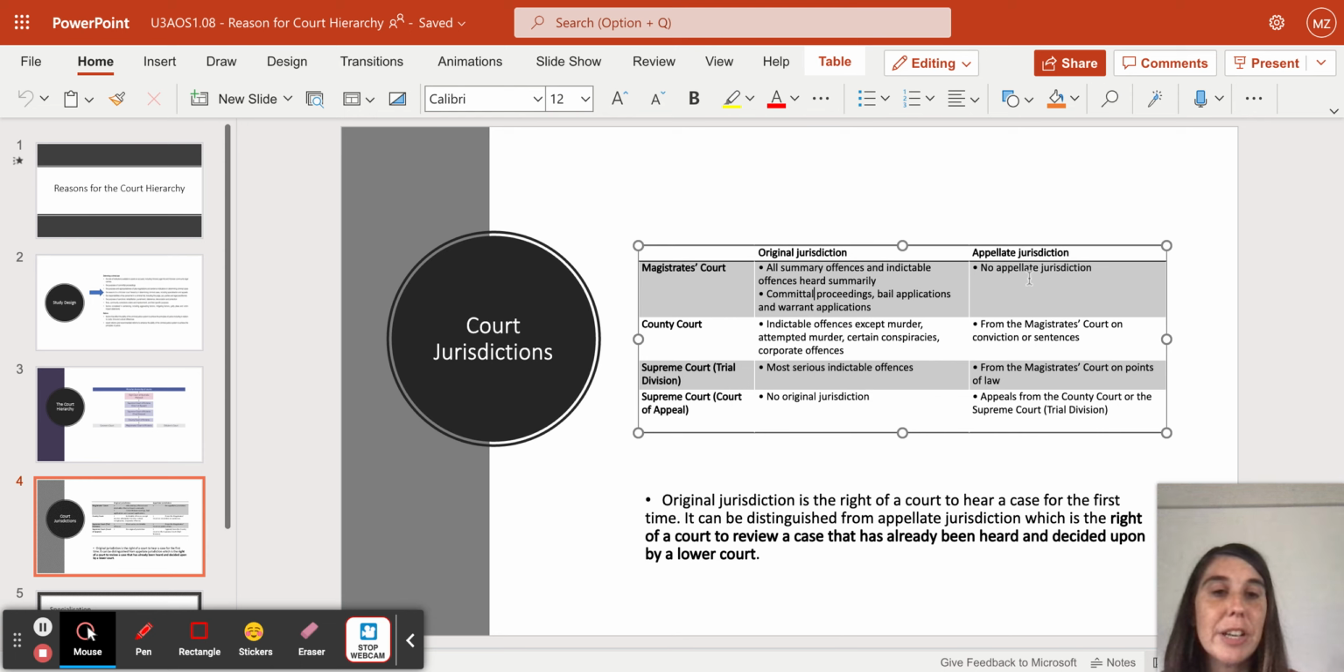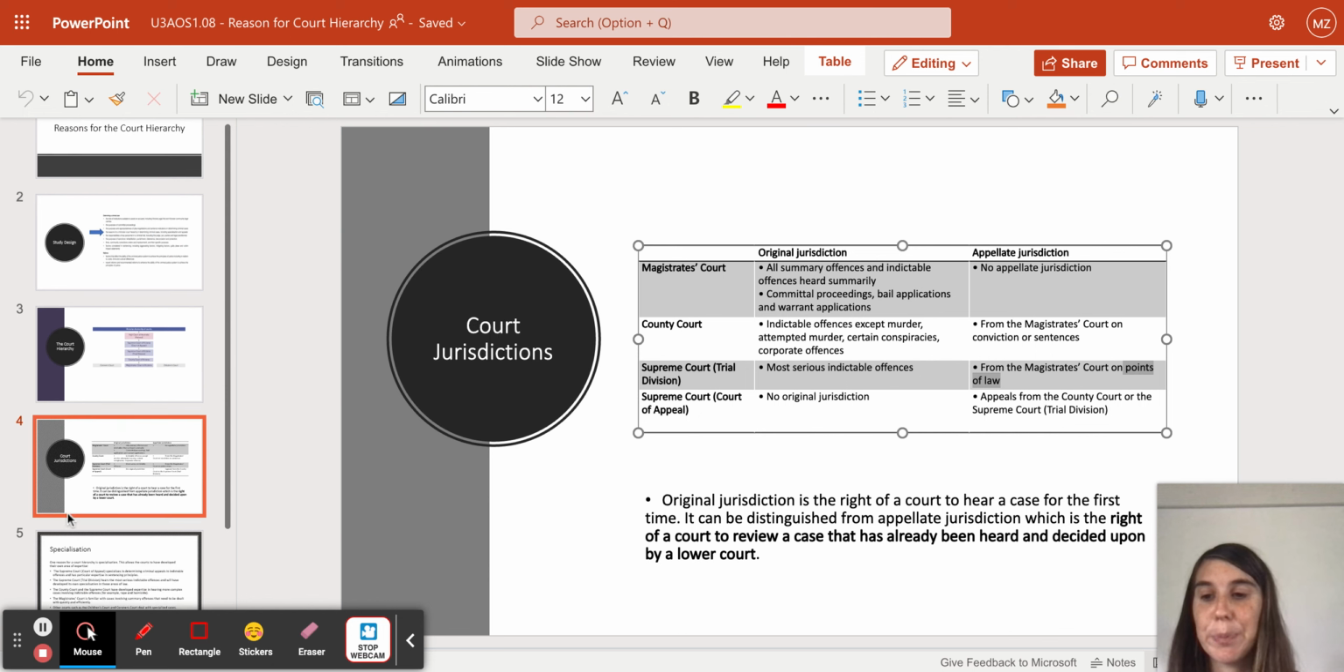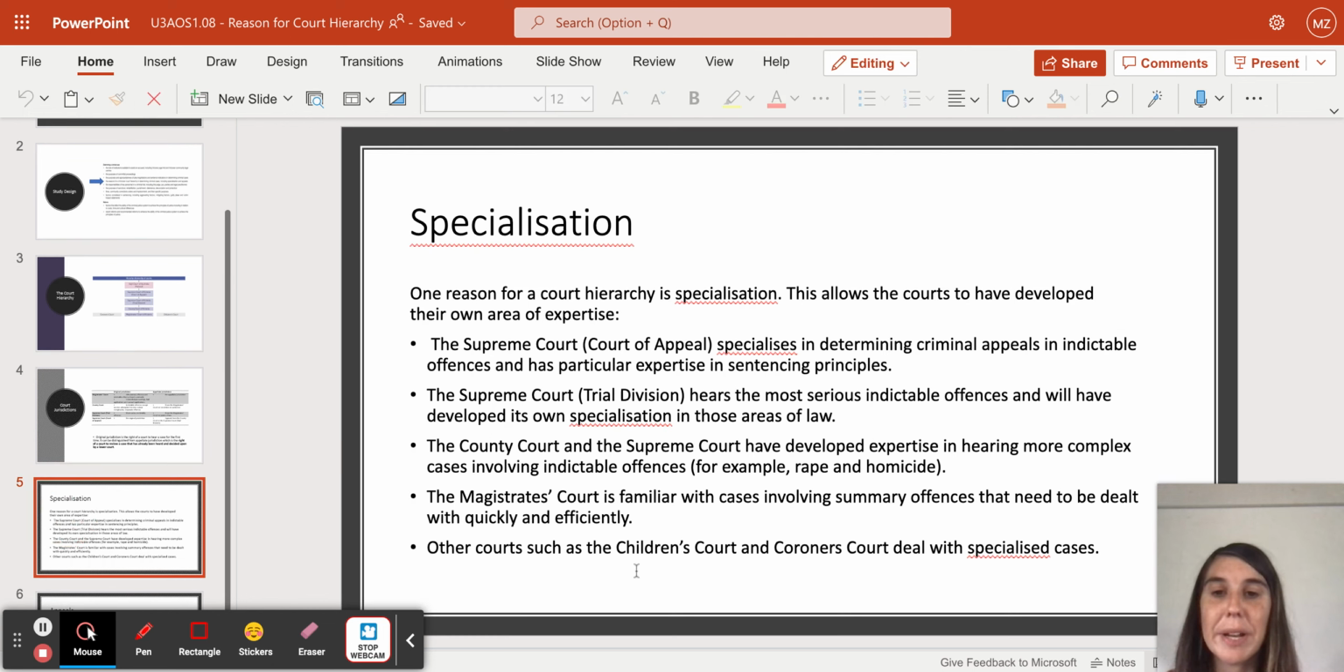Okay, the Magistrates Court is at the bottom, so no court is appealing to you. From the Magistrates Court, you may hear convictions or sentences go up to the County Court for appeal. From the Magistrates Court, it might be an issue of the law, so a discussion on a problem with the law. And then finally, you might hear appeals from the County Court or Supreme Court if you're at the Supreme Court of Appeal. Okay, so what are the two reasons?